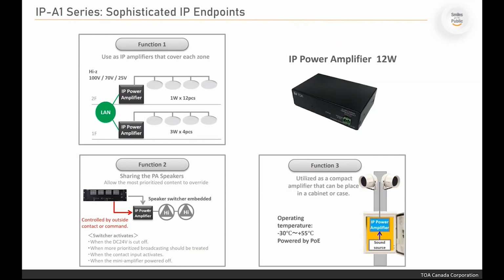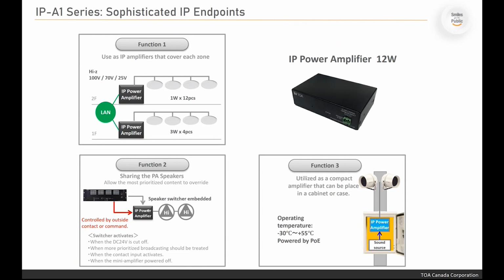Next is the power amplifier, which is coming up in phase 2. This amplifier is a high impedance amplifier that connects to high impedance speakers with a maximum of 12-watt load. So you can define the configuration that you want and the number of speakers depending on their power, as long as you maintain a 12-watt load in total. The second function is that this device can share the high impedance speakers of a local amplifier.